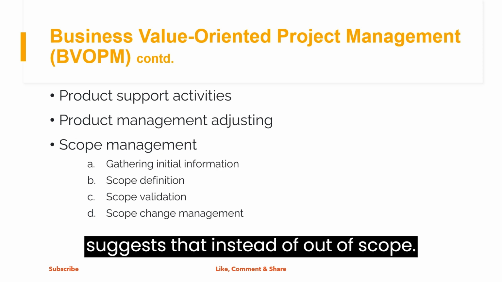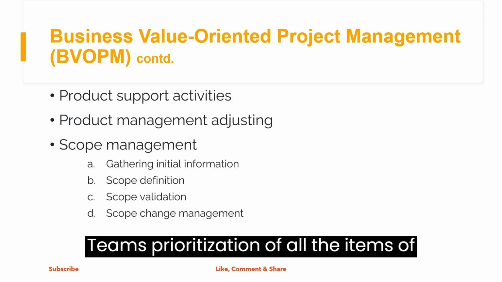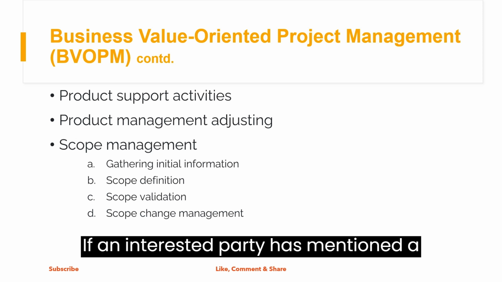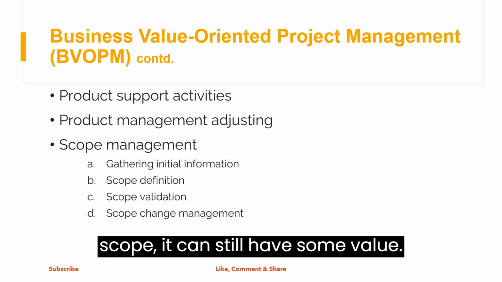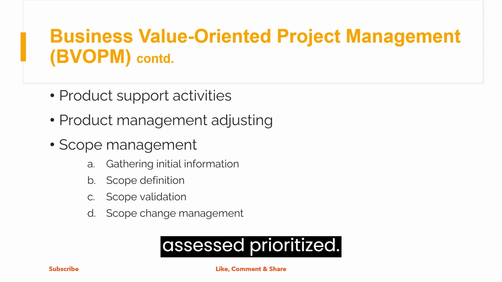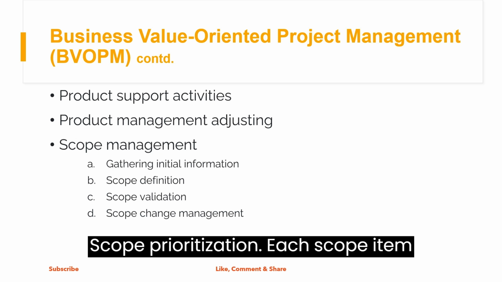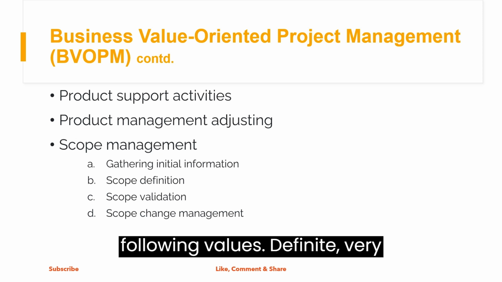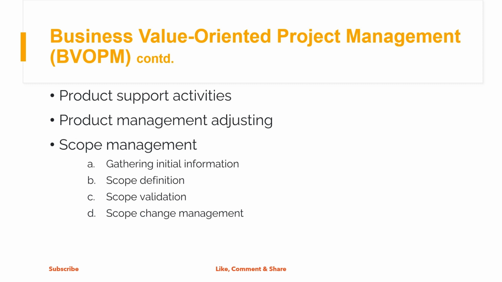The BIVOP suggests that instead of out of scope themes, prioritization of all the items of the project scope may be applied instead. If an interested party has mentioned a topic that can be considered as out of scope, it can still have some value. That's why it should not be ignored, but assessed and prioritized. Scope prioritization. Each scope item has a priority attribute which may have the following values: definite, very likely, possible, unlikely.